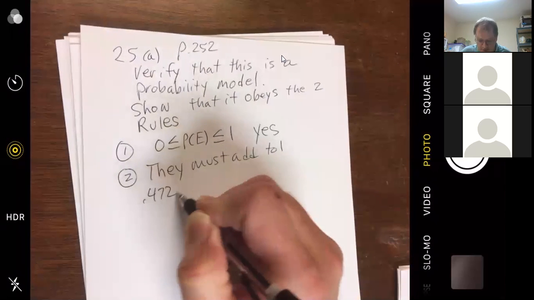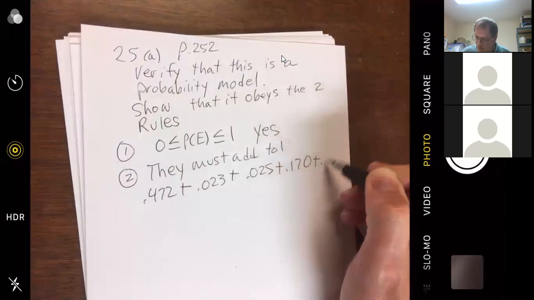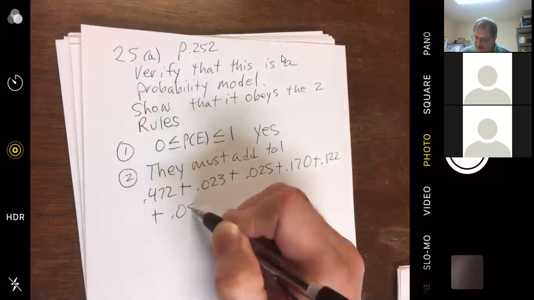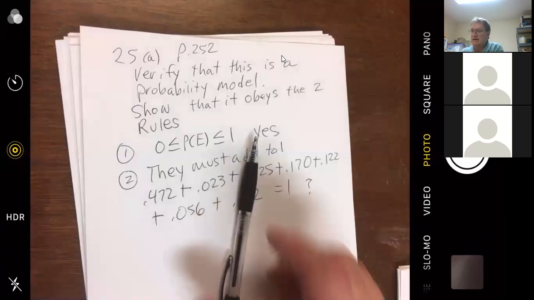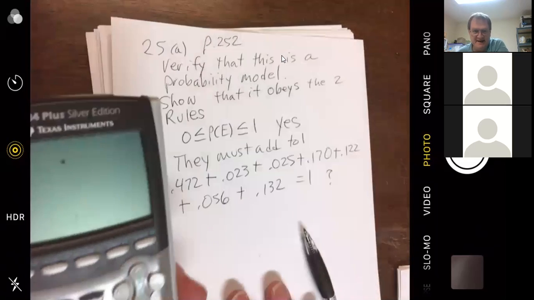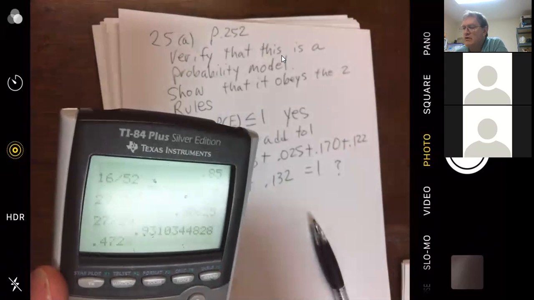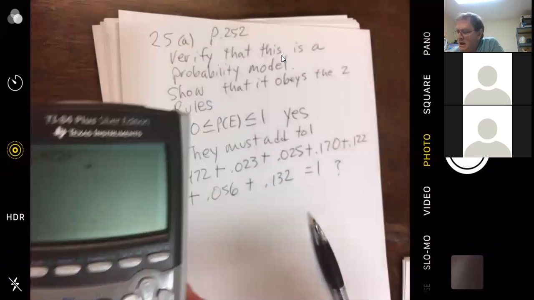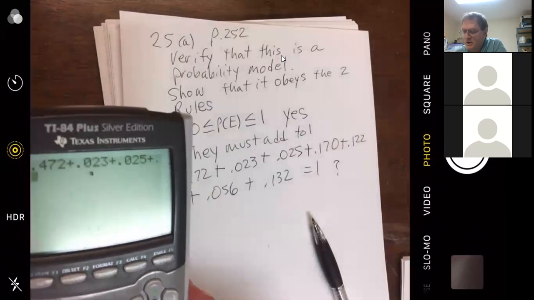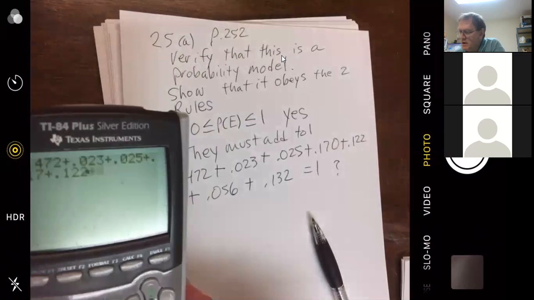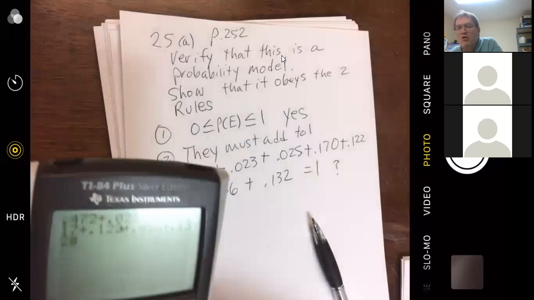Do 0.472, add 0.023, add 0.025, 0.170, add 0.122, add 0.056, add 0.132. Does that equal 1? Let's find out. The suspense is killing me. Let's see. 0.472, I'll clear the whole thing. Okay, so 0.472, 0.023, 0.025, 0.17, 0.122, 0.056, 0.132. Anybody want to give us a drum roll?